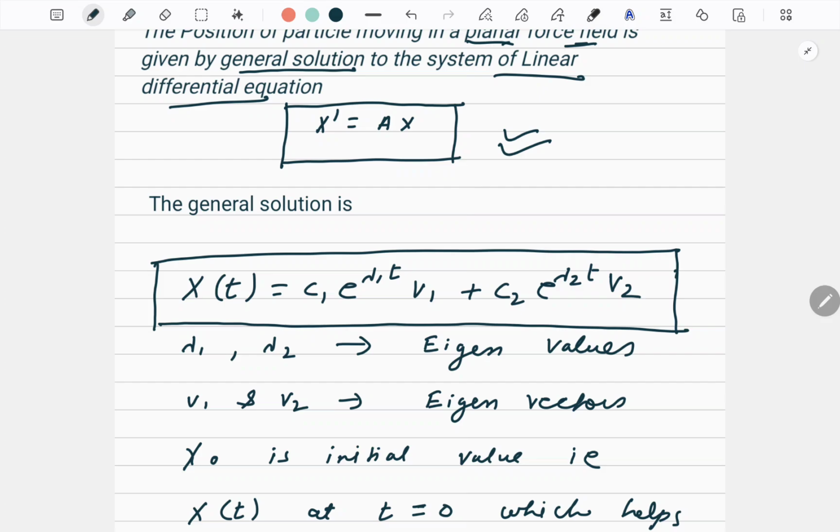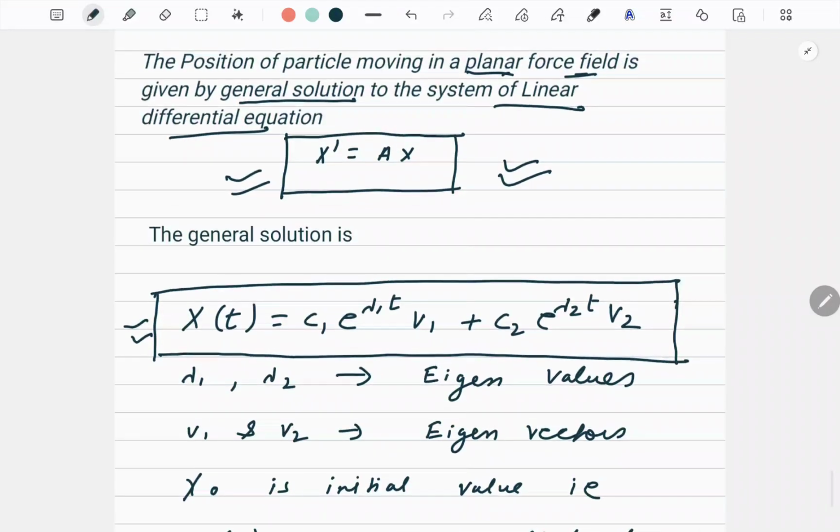So you have to simply fix in your mind, there is a particle, that particle is moving in a planar force field. Now when this is happening, a linear differential equation is followed. The linear differential equation is x dash is equal to ax, and its general solution, which is given by this x(t), will give the position of the particle. So basically I am talking about the position of a particle in a planar force field, and the position is given by this expression, which is the general solution of this linear differential equation. That's it. Now what is there in this x(t)?